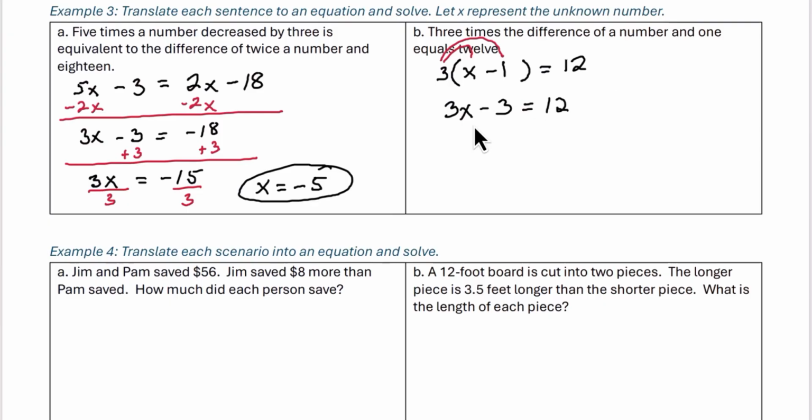Notice the variable term is on the left. We need to move the negative 3 by adding it to both sides. 3x equals 15. Now we'll divide both sides by 3. X equals 5.